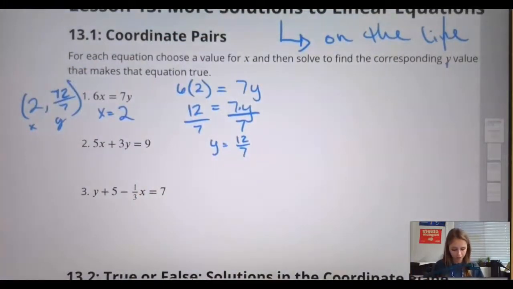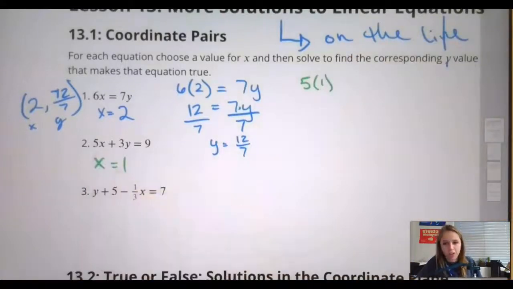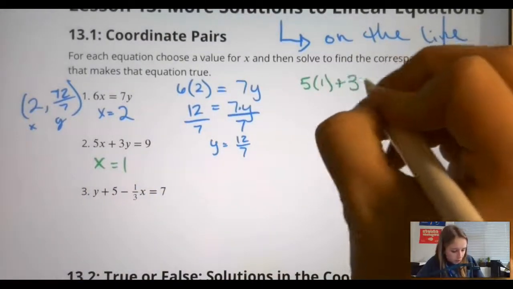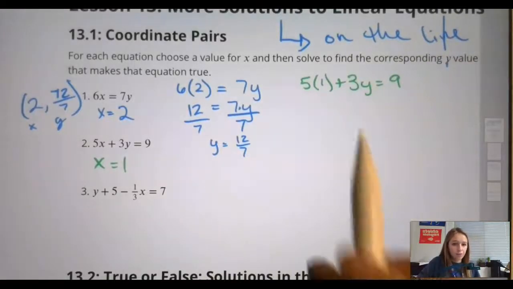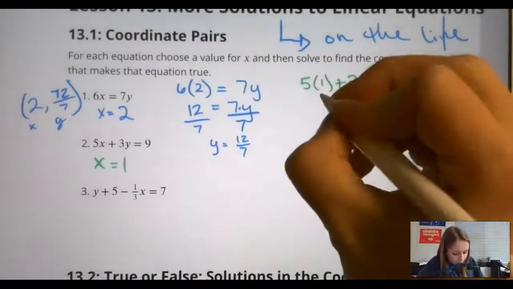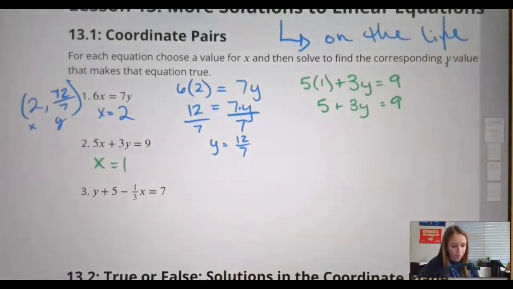Alright. So I'm going to do the second one, just in a different color. And let's use 1. So I'm going to plug in 1 for x. So 5 times 1, because that's where the x was, plus 3y equals 9. Alright, so I'm going to multiply these together, and I get 5 plus 3y equals 9.